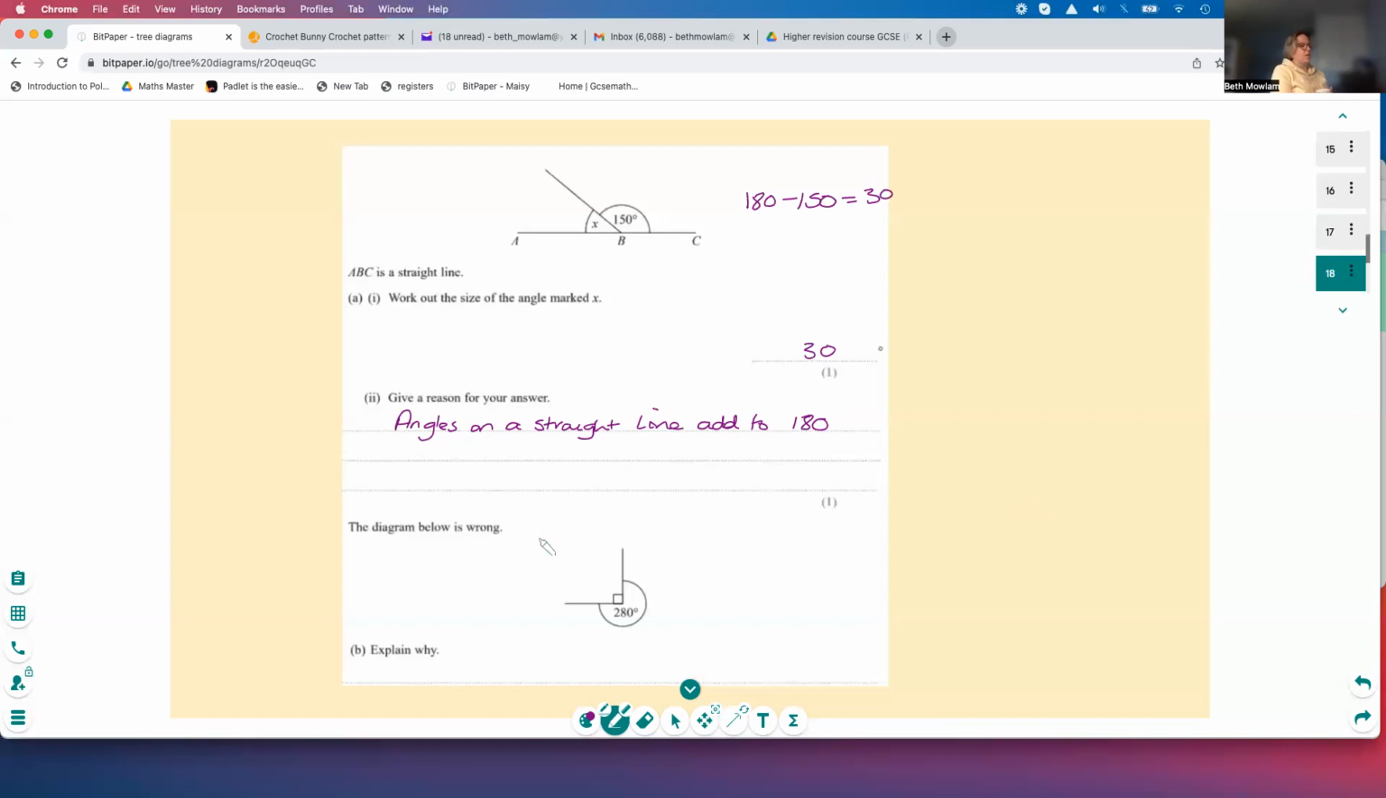Then the diagram below is wrong. Explain why. Well, let's add it up and see. So 90 add 280 equals 370. So it's wrong because angles around a point should add to 360. So that is why it is wrong. So you're looking for that rule that tells you right or wrong.